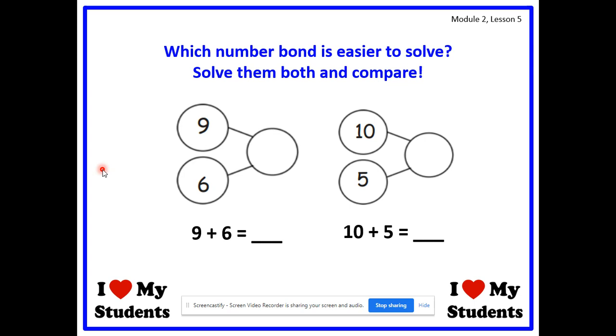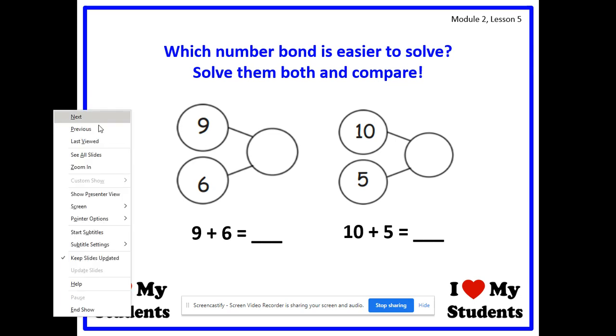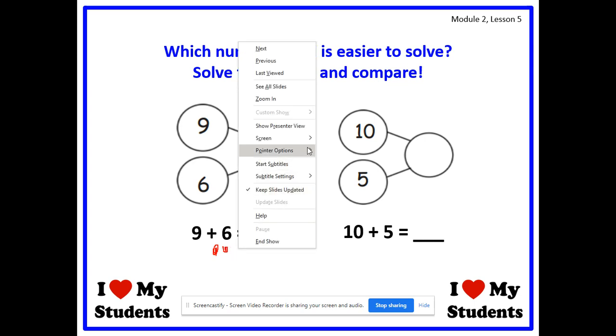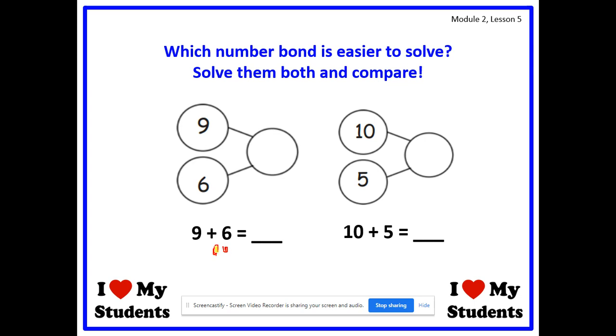At this time, you should have already solved both problems. And now we are going to compare which one is easier to solve. So in the first one, we have 9 plus 6 equals blank. Well, let's go ahead and count on to solve. I'm going to go ahead and make 6 dots right here. Sorry if they're not so neat. You know what? Let me use the highlighter. I think it's easier with the highlighter. So 1, 2, 3, 4, 5, 6.